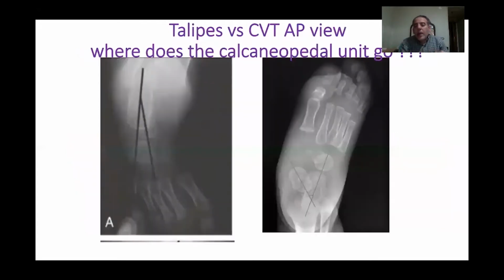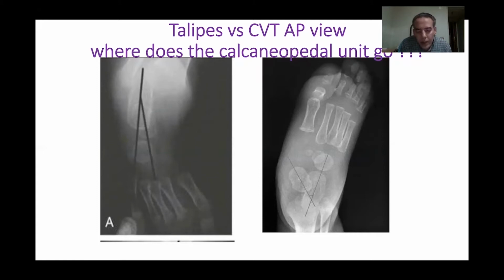The most striking diagnostic criteria of both diseases are the abnormalities that happen in the talocalcaneal divergence angle. This is the AP X-ray of a child with clubfoot, and this is the AP of a child with congenital vertical talus. I want to today bridge the gap between the biomechanics and the pathomechanics and the biology. We know there is something called the calcaneopedal unit in the foot.